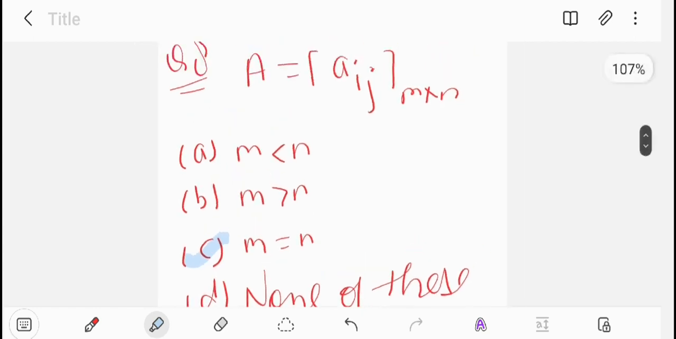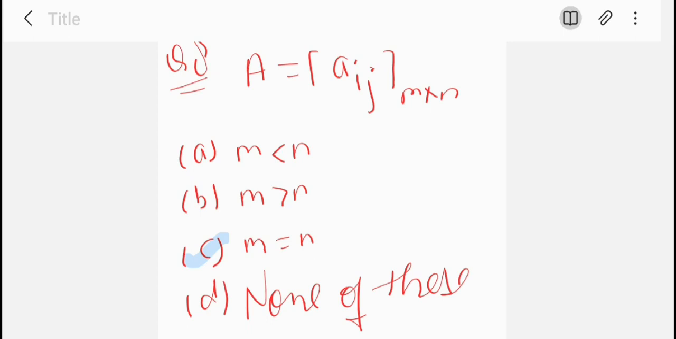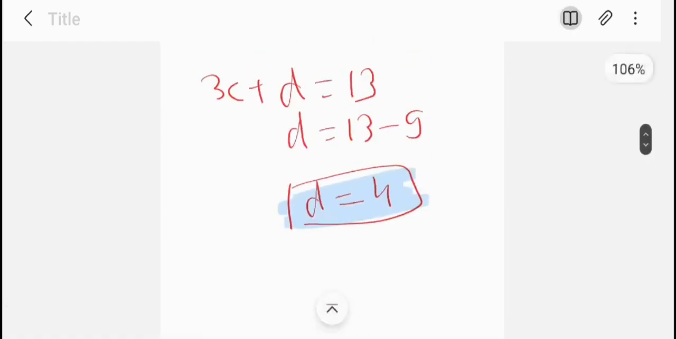In the first video, when I was discussing the types of matrices, I discussed the square matrix. I told you that in a square matrix, the number of rows and the number of columns are equal. So simply here the number of rows is M and the number of columns is N. When will it be a square matrix? When both M and N are equal. So option C is the correct answer.